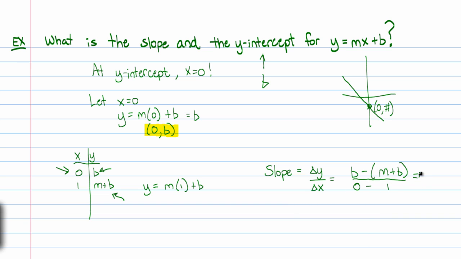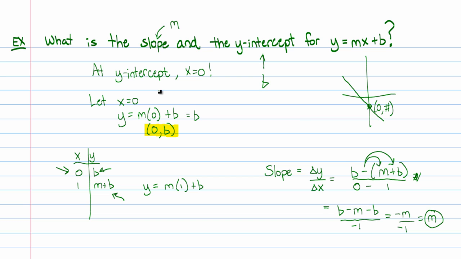What's interesting about this is that we're going to distribute this negative through here upstairs. So we get b minus m minus b over, and then downstairs, that's just a negative 1. b minus b cancels, and you get negative m over a negative 1, or in other words, m. And there we have it, that the slope is m. Without even knowing what m is, this just tells me no matter what m is, that's going to be the slope. So whatever is attached to x is the slope.